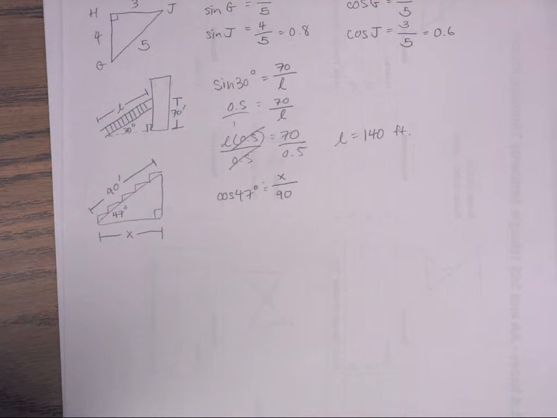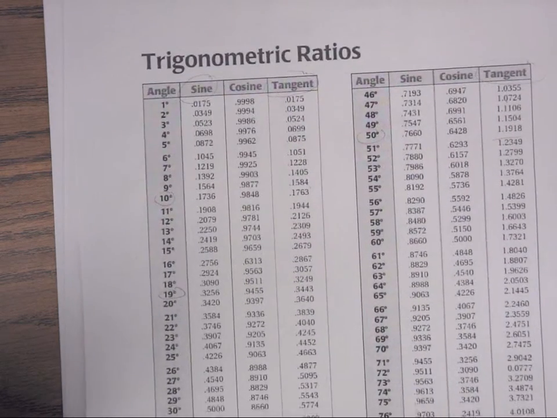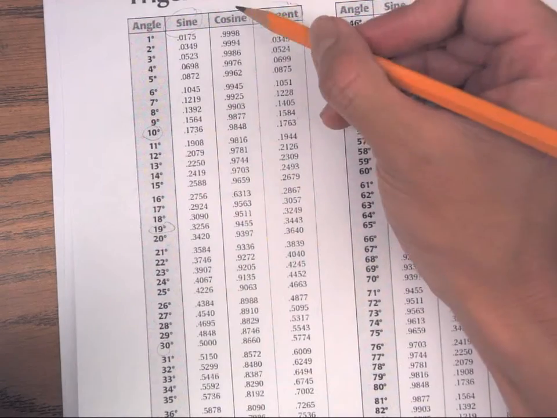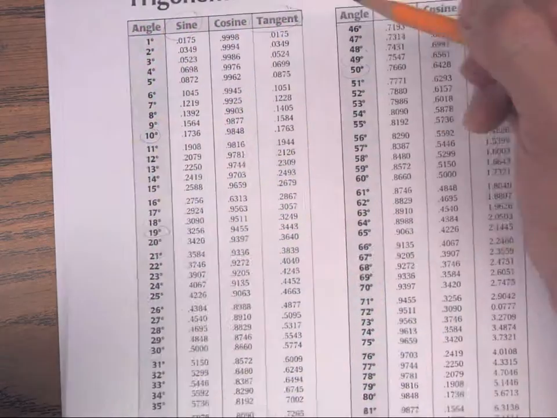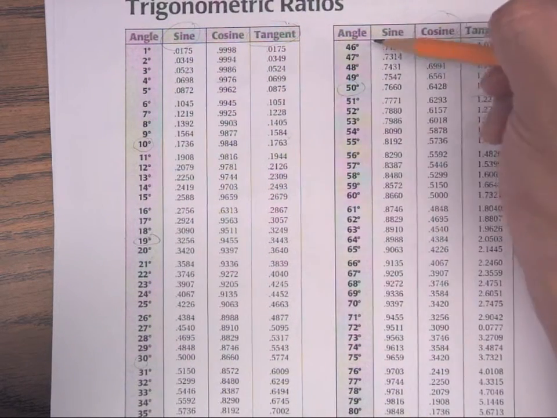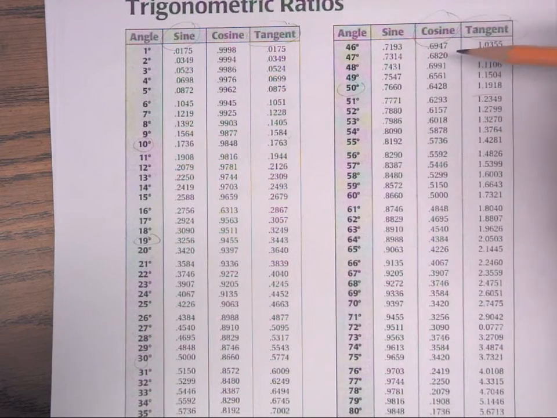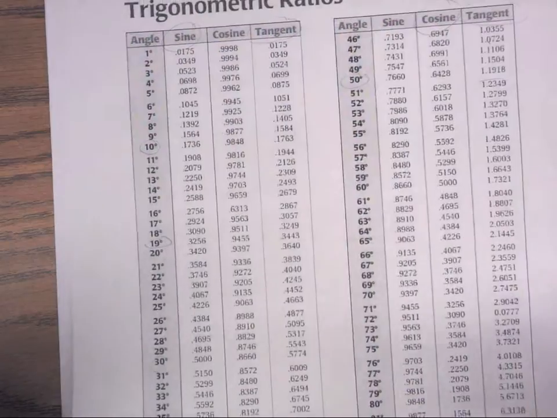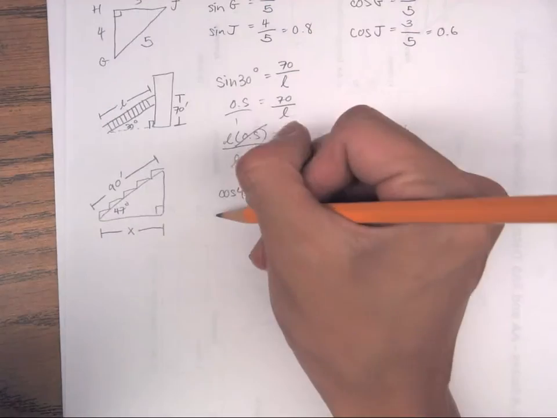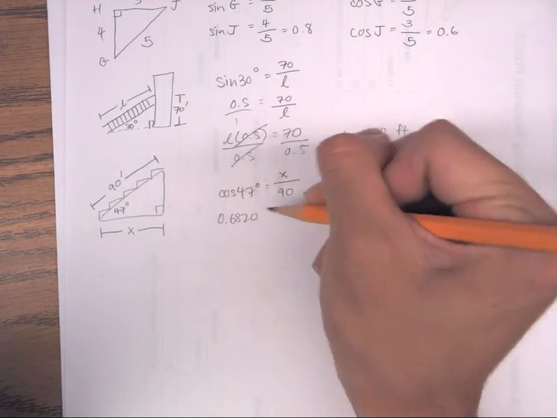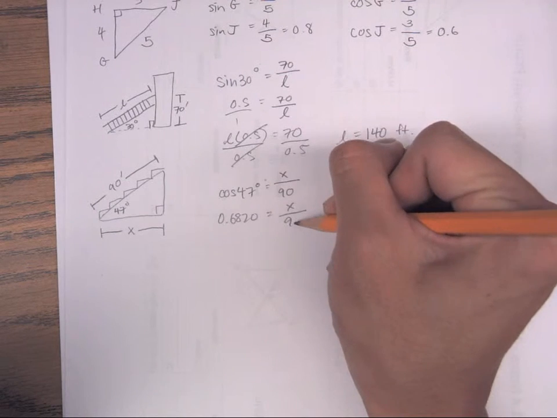From here, I need to find the cosine of 47 degrees. If I look for the cosine of 47 degrees, it's actually here. I'm looking at this number here. So cosine of 47 degrees is 0.6820. So 0.6820 equals x divided by 90.